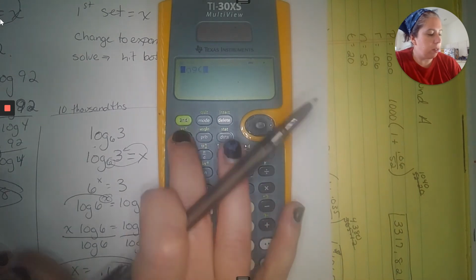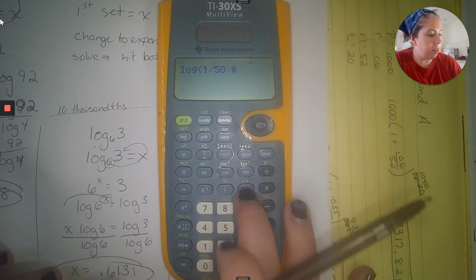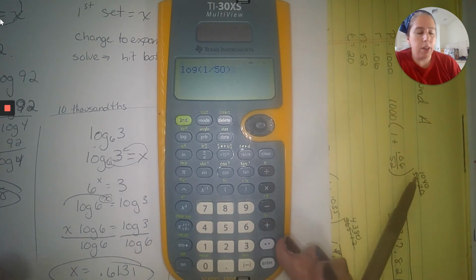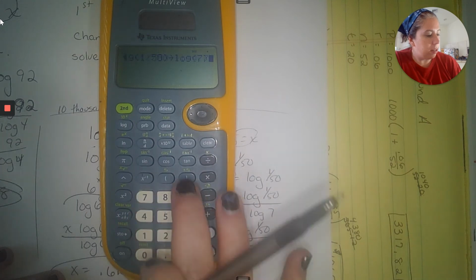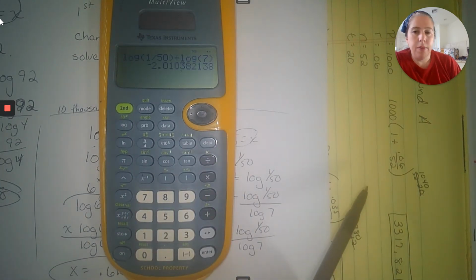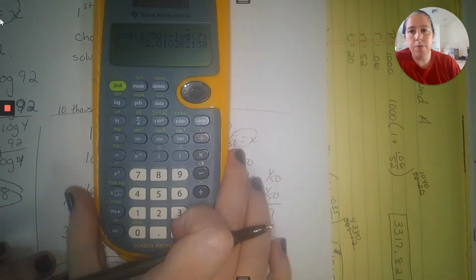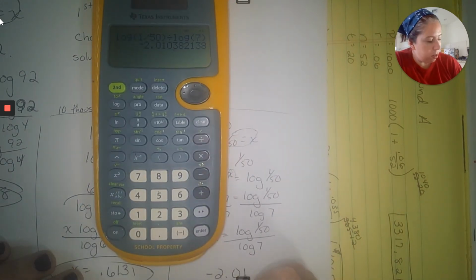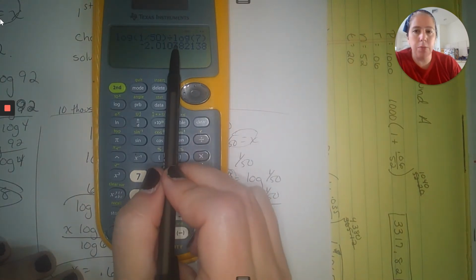So if I clear it out and go log of 1, fraction button, 50, it gives you the same thing, right? Divided by log of 7, and you get negative 2.0104, because the 8 makes the 3 jump up.